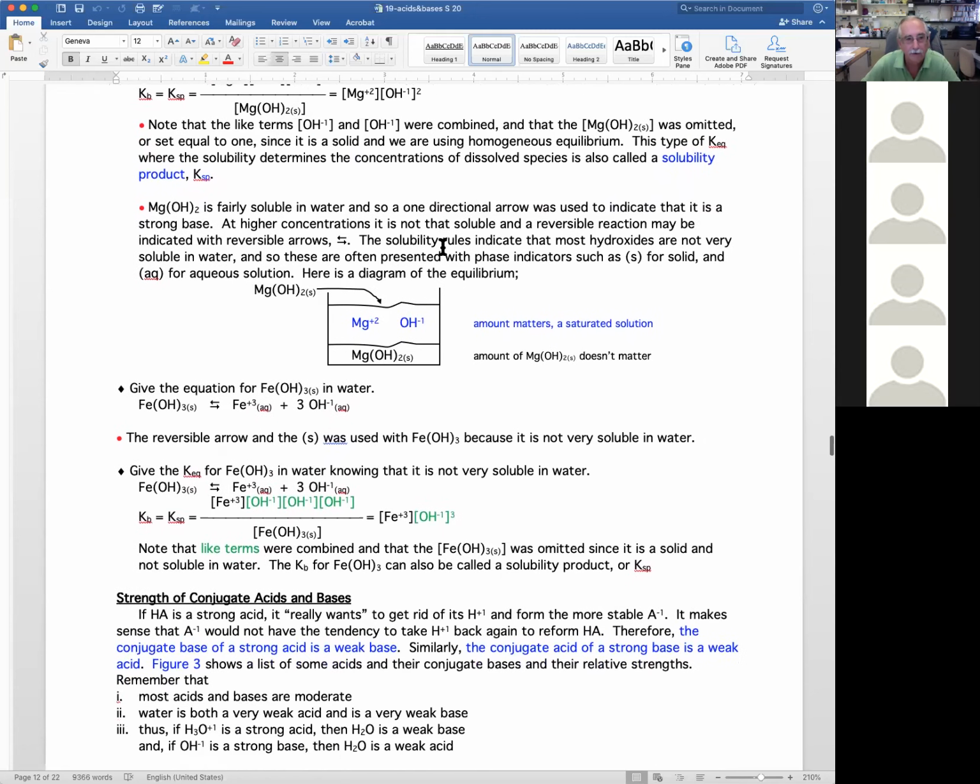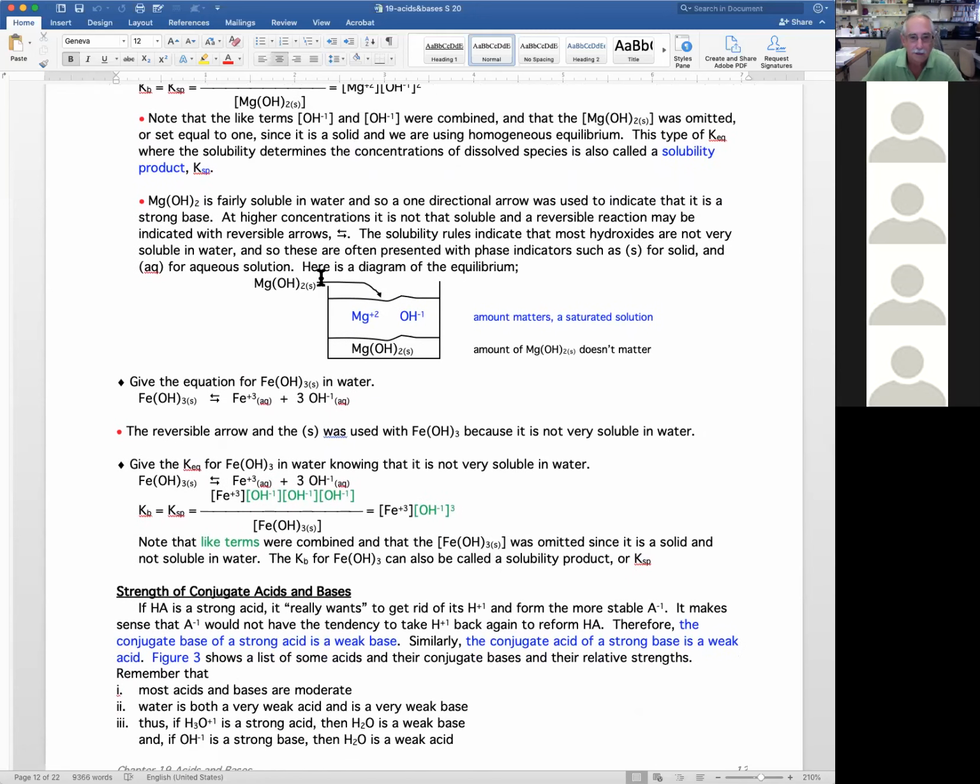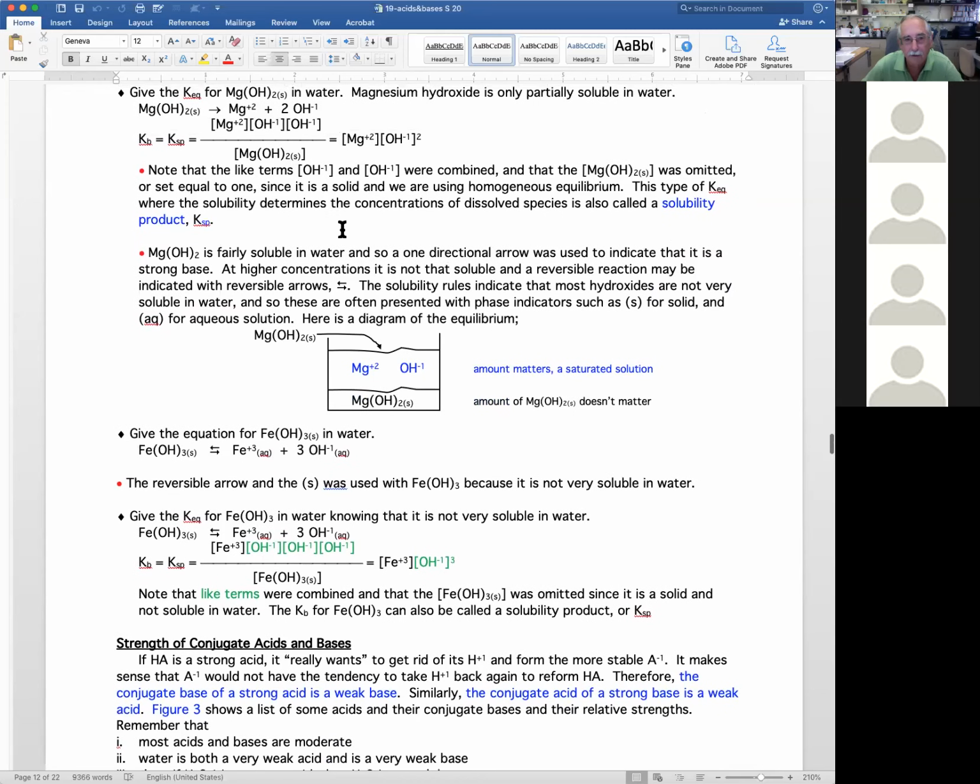So here's a diagram for that. I add magnesium hydroxide. Some of it will dissolve and I'll get a saturated solution. And the amount down here doesn't really matter. That's why we leave it out in the equation up here, Ksp. So any questions about that?